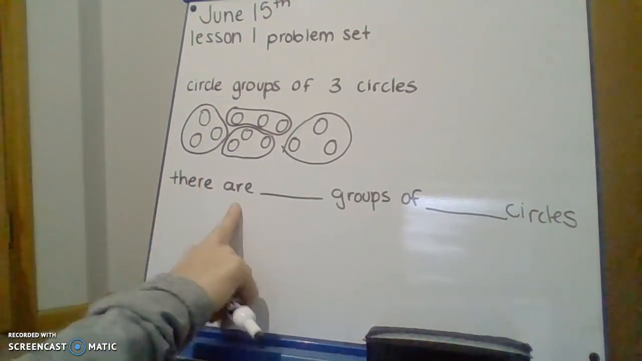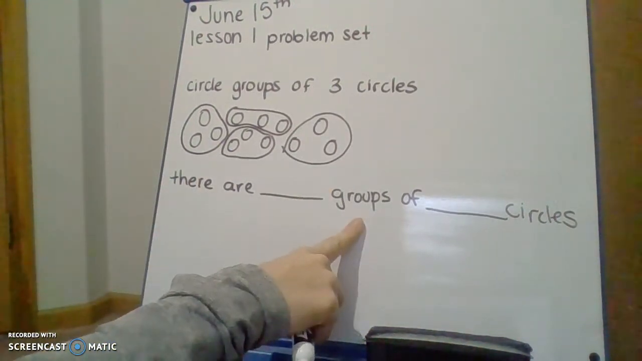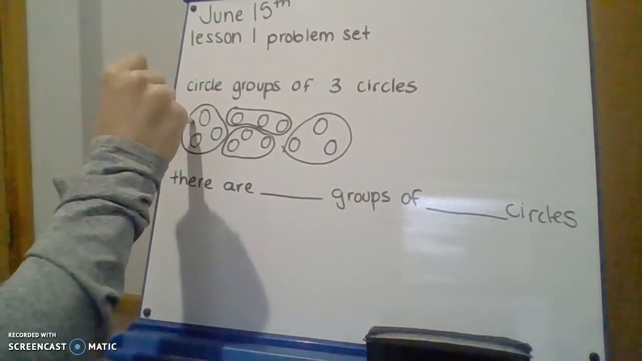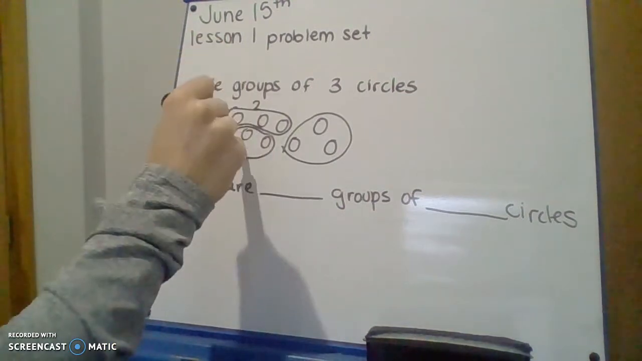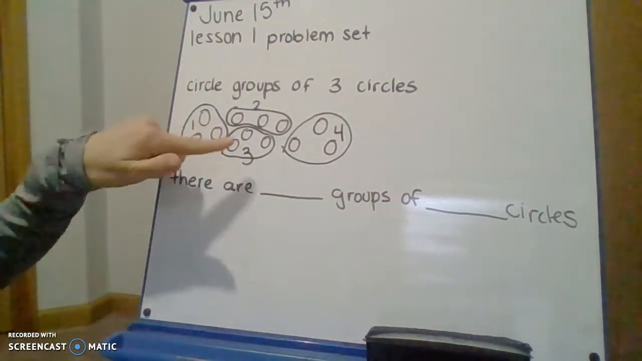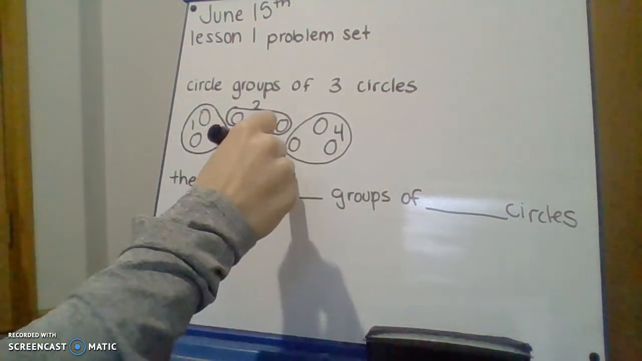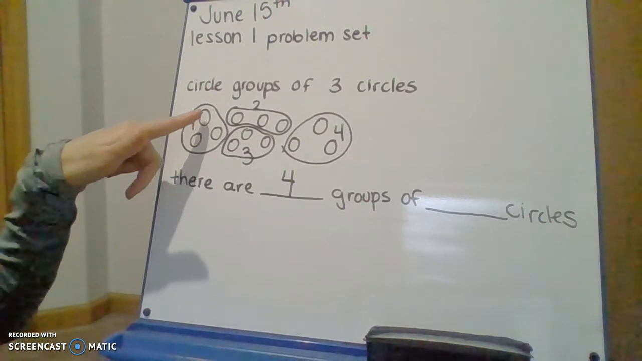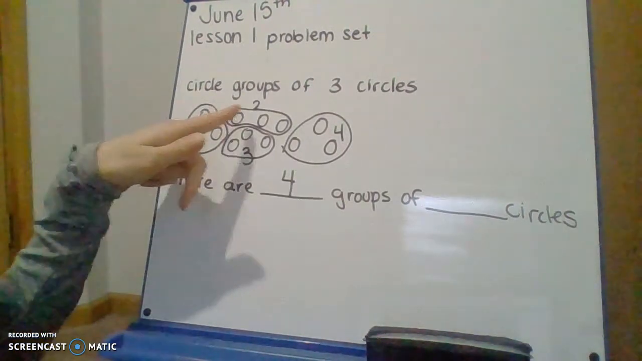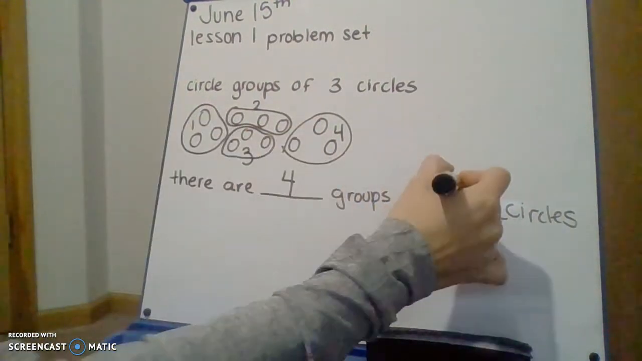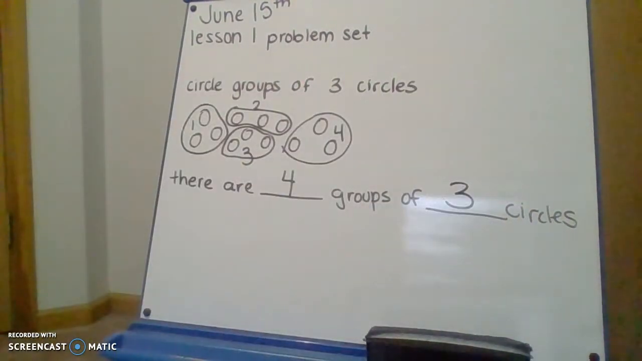So there are blank groups. Well, how many groups are there? The groups are the things that we circled. So this is a group, this is a group, this is a group, and this is a group. I have 1, 2, 3, 4 groups of blank circles. Well, how many circles are in each group? We have 1, 2, 3 circles, 3 circles here, 3 circles here, 3 circles here. So there are 3 circles in each group.